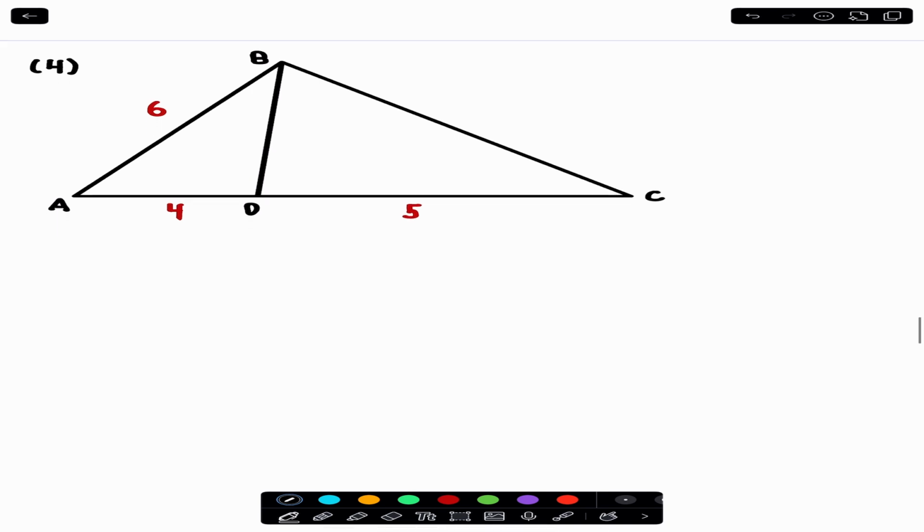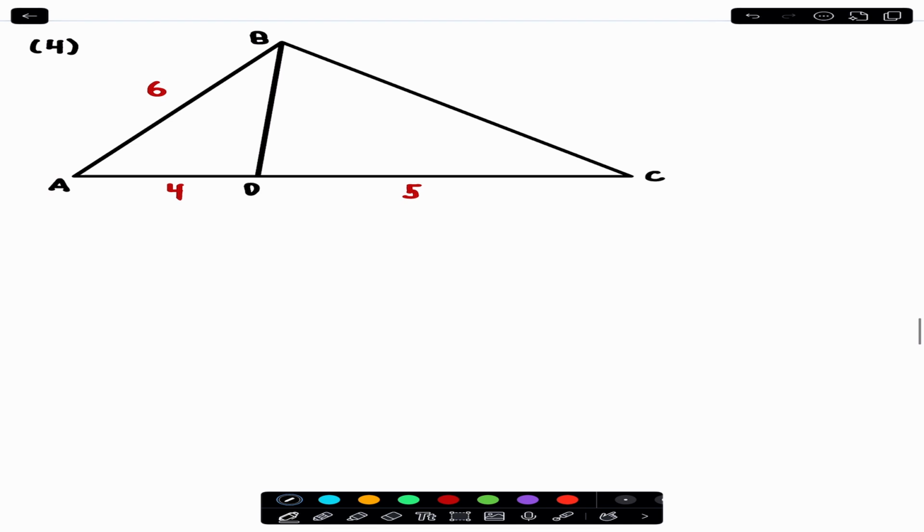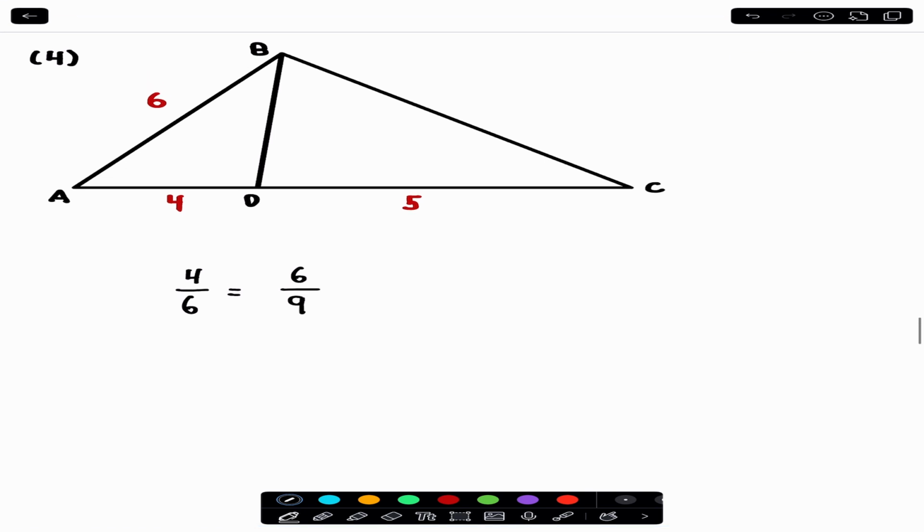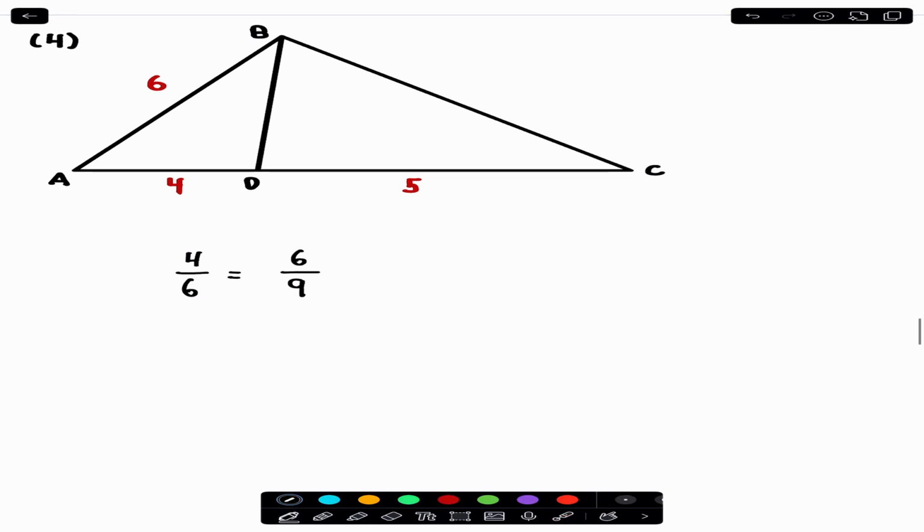If you'll notice, and this is where your mathematical intuition has to kick in, you need to consider how numbers are related to each other. Did you know that 4 over 6 is equal to 6 over 9? You might be looking at that and saying, yeah, duh, it is. But where is this 9 coming from? How do we make 9?